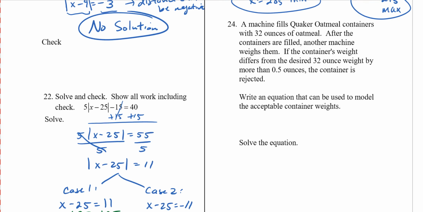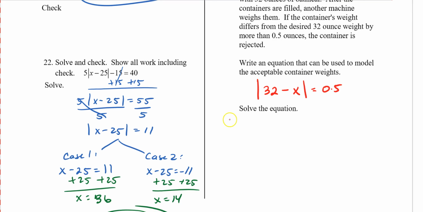24. A machine's filling oatmeal containers with 32 ounces of oatmeal. After they're full, they get weighed. If the weight is not within half an ounce of the 32 ounces, the container is thrown out. So write an equation. So once again, it's the absolute value of the expected amount, which we expect it to weigh 32 ounces, minus the actual amount, which we don't know, has to be within half an ounce. So there's my equation.